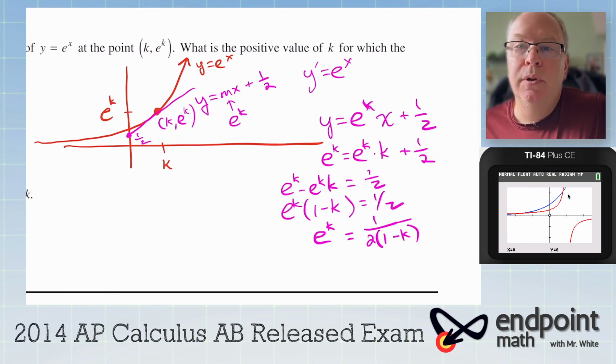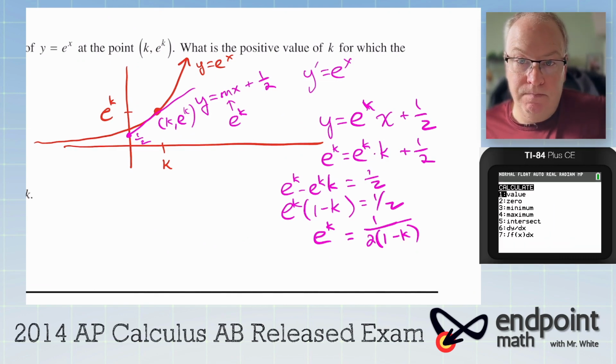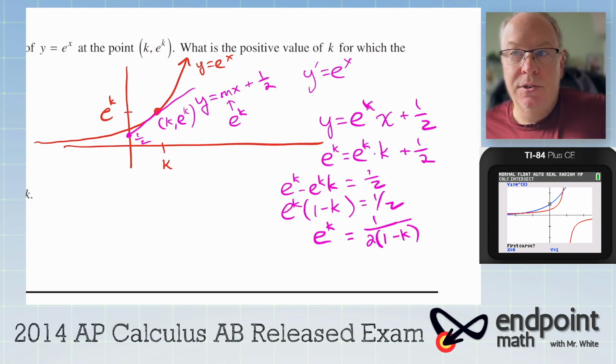All right, so I would really love to find this point right here. Wouldn't that be great? So how do we do that? We do use the intersect feature. Okay, so we do second, calculate, which is above the trace button. You guys probably know all this, but I'm just trying to talk you through it. 5 is the intersect feature, and then it says, okay, I need to know the two functions. So the first function is the blue one, second one is the red one, and now I'm going to scroll.